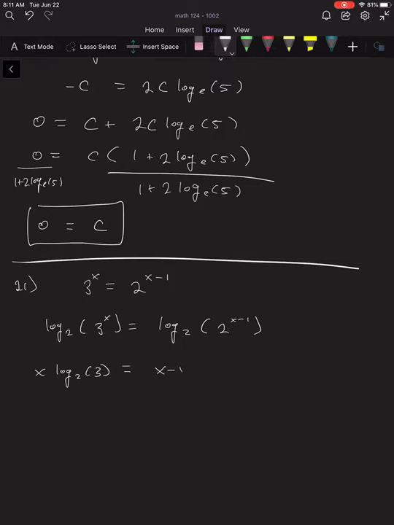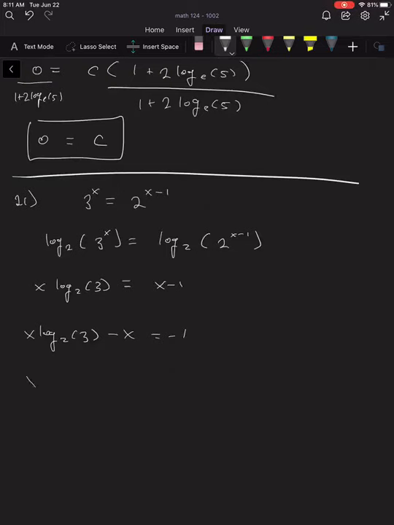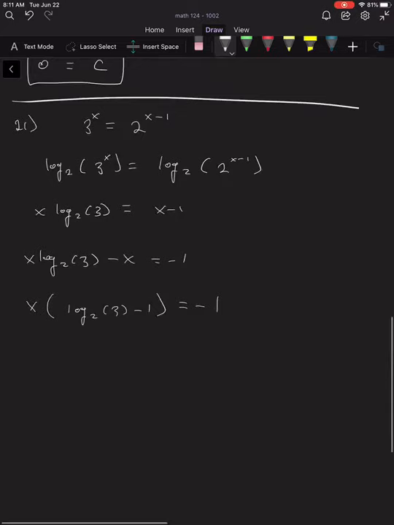And just like before, we're solving for x, so we need to get x on the same side and everything else on the other side. Let's take this x and subtract it over to the left-hand side. So we would have x log base 2 of 3 minus x is equal to minus 1. Then we could factor out the x, and after we factor out the x, we can divide this piece over to the right-hand side. So we get x is equal to minus 1 divided by log base 2 of 3 minus 1.